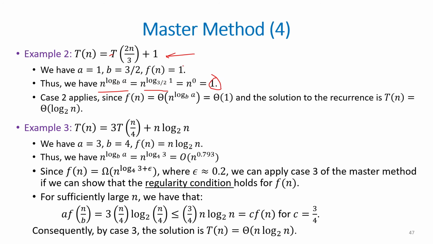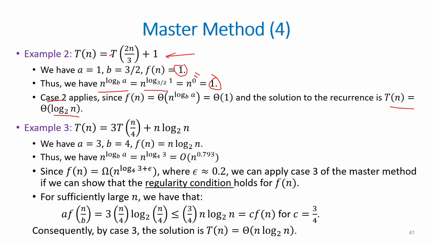So we see that f of n is equal to n to the power log base b of a. So both are equal to 1. So this would be case 2 of the master method, and since they are equal, we would multiply by the logarithmic factor, and we would get T of n to be theta of n to the power log base b of a, which was equal to 1, times log of n, which would be equal to theta of log n.